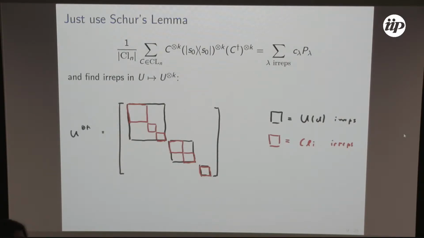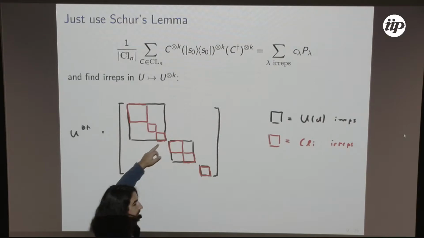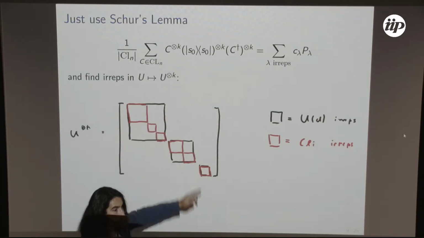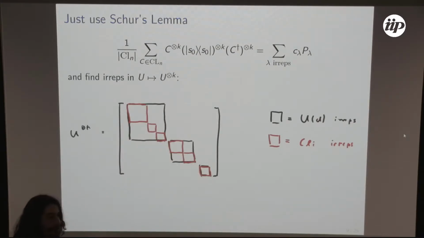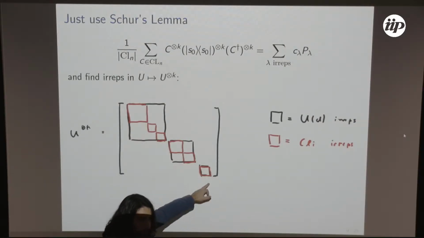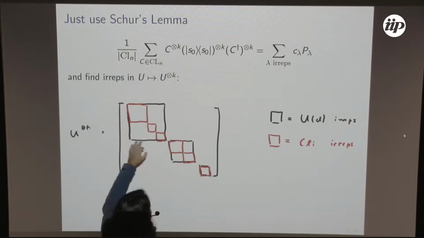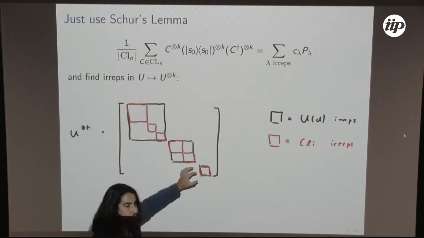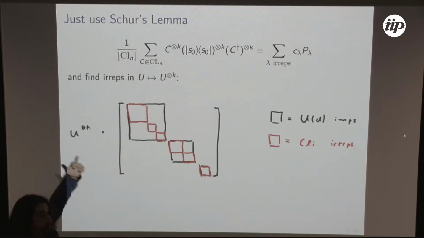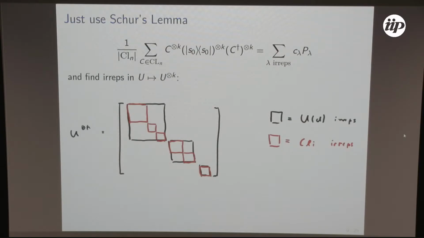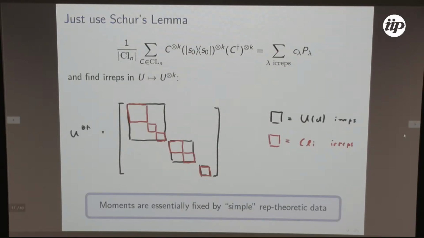The unitary group itself is not irreducible anymore if you look at tensor products larger than 2. So it factorizes into certain blocks, but the Clifford group is a proper subgroup. So it will not have the same irreps in general, but it will decompose finer. We can use representation theory to try to understand how it decomposes finer, and as soon as we do that, we know the moments of our random vectors. And so the moments are essentially fixed by simple representation theoretic data.